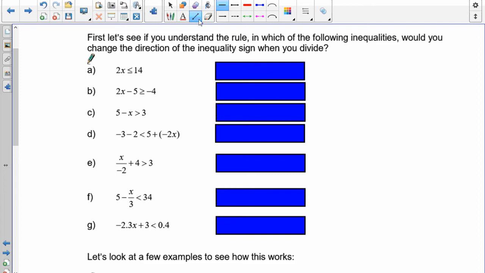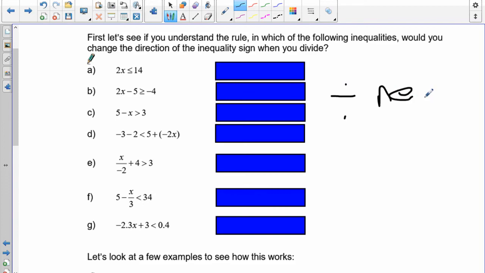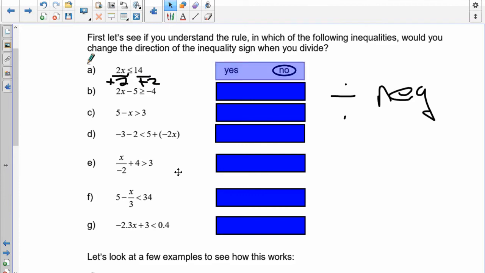All right. Well, to undo a multiply by 2, we divide by a positive 2. Now remember, the rule is you have to divide by a negative in order to have anything be a problem. We are dividing by a positive 2. So in this situation, no, you don't change the sign. With 2x, when this is gone, you're going to divide by positive 2. Divided by positive 2 is not a problem.